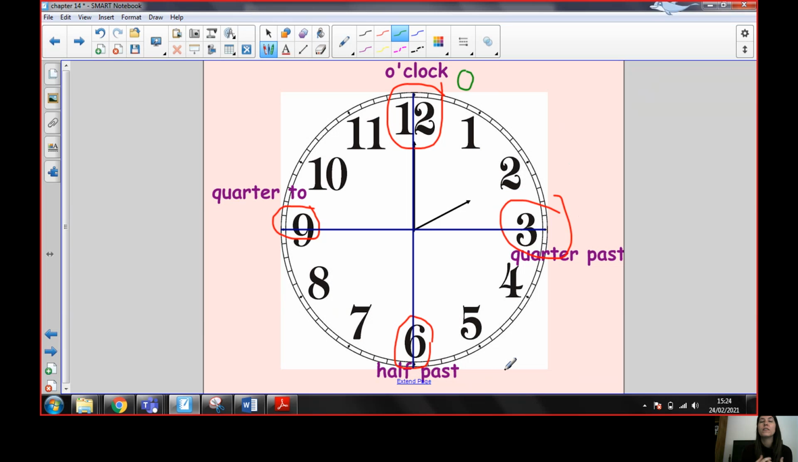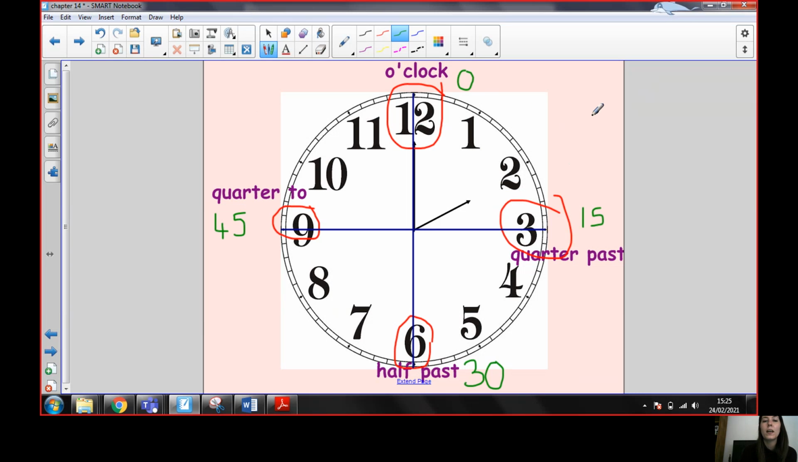Well, if you don't know what half of 60 is, do you know what half of 6 is? I would hope we know that 6 can be shared into 2 lots of 3. So if half of 6 is 3, half of 60 must be 30. Therefore, half past usually represents 30 minutes. At quarter past, this would be 15 minutes. And at quarter to, well done if you already thought this, it would be 45 minutes.